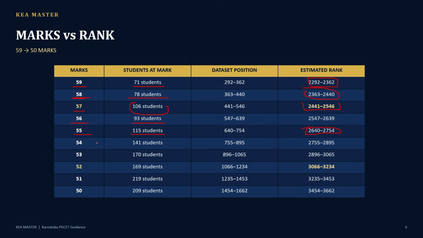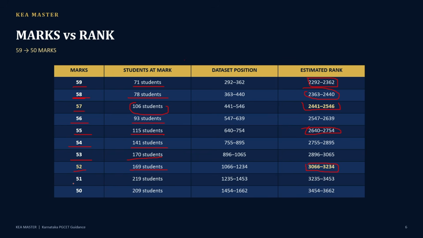At 54, there are 141 students. At 53, 170 students. And at 52 marks, we have 169 students. According to this calculation, 52 marks come around 3066 to 3234. So if you have scored somewhere between 50 and 60, definitely check this entries table carefully.